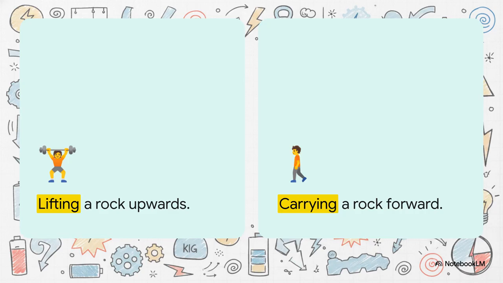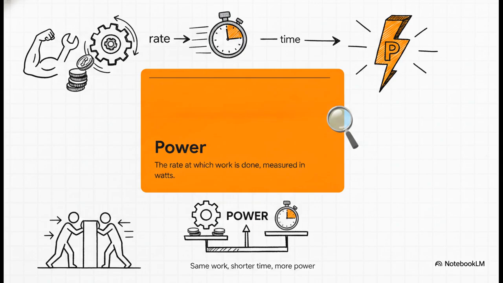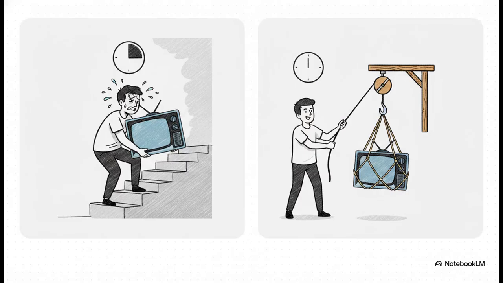Wild, right? So, if work is spending the currency, power is simply how fast you spend it. Power is the rate at which work is done, calculated as work divided by time, and we measure this in watts. Basically, if you accomplish the exact same amount of work in a shorter amount of time, you are generating more power. Let's look at a super practical example.